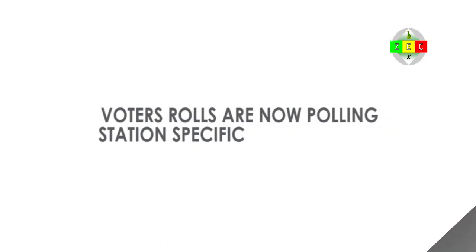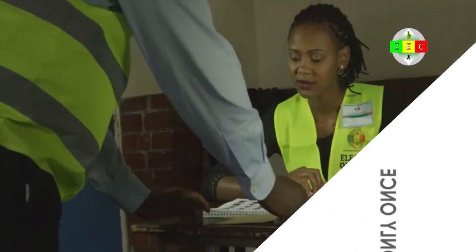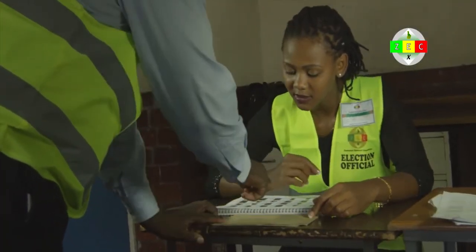Explain what measures are in place to ensure that a person registered as a postal voter will, on polling day, not also come to the polling station and cast a second ballot as an ordinary voter. Tafadzwa, that is a very, very good point. Remember that we said that voters' rolls are now polling station specific? Well, that simply means that any voter's name will appear once and only once on just one polling station voters' roll out of all the voters' rolls throughout the country.